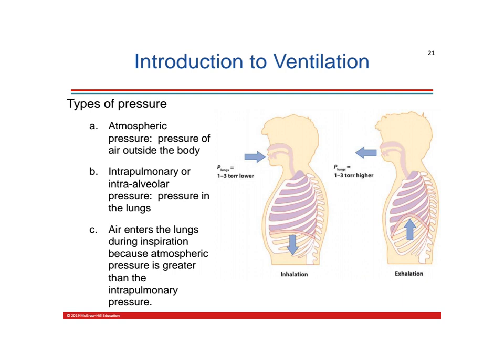There are different types of pressure. For example, there's atmospheric pressure. That's the pressure outside of the body. Within the lungs, there's intrapulmonary pressure, and this is also referred to as intra-alveolar pressure. This is the pressure within the lungs.